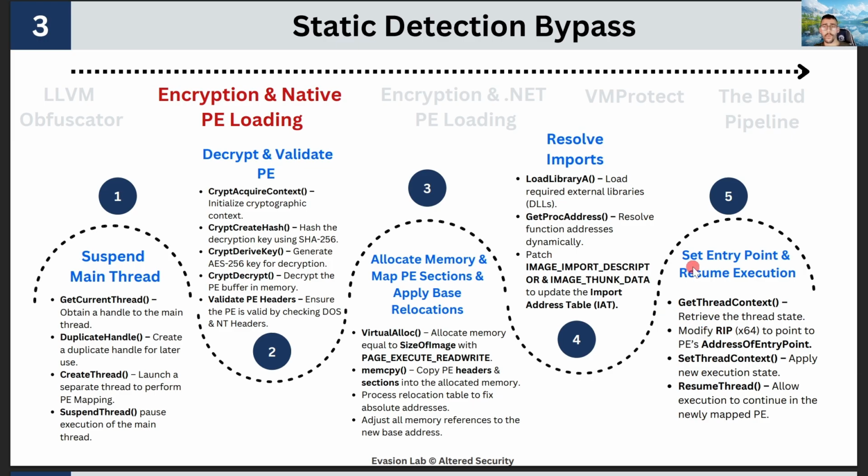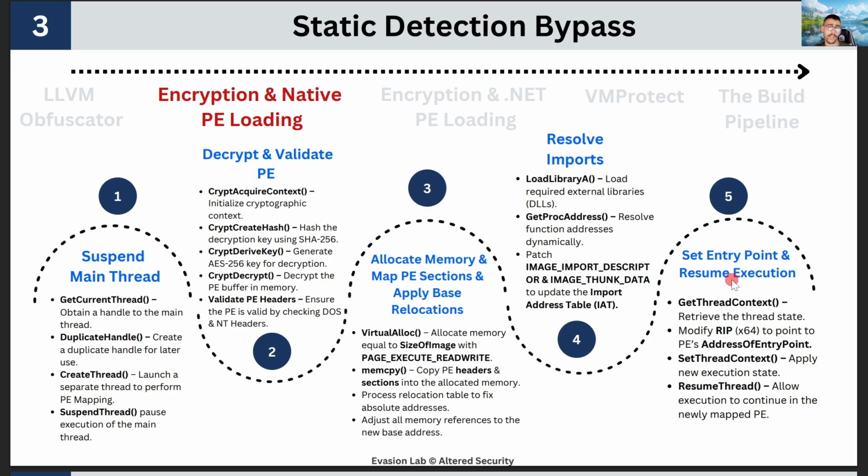Finally, we need to redirect execution to the mapped PE and let it run. So this is where setting the entry point and resuming execution come into play. So we call GetThreadContext to retrieve the current execution state of the main thread.